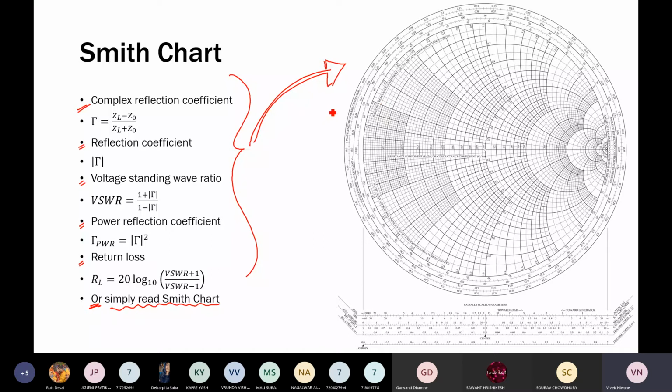Now I will stop sharing the window and open up the PDF, and we will discuss a little about the Smith chart. Let me stop the sharing.